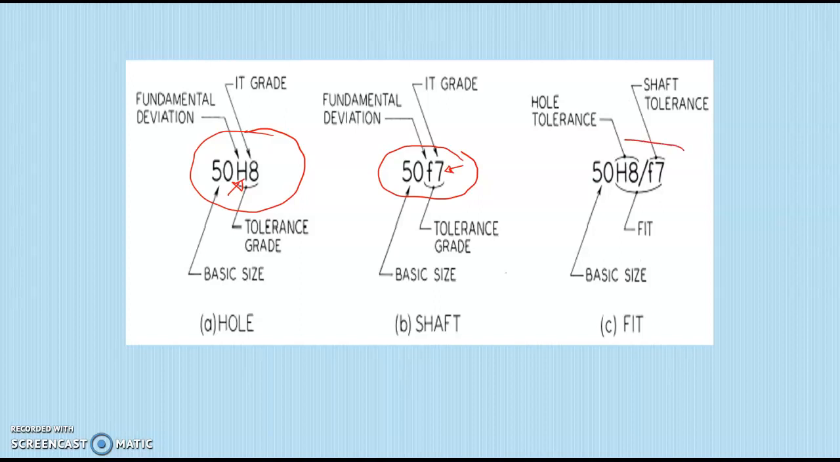And finally, this is the representation of a fit. Here we are using 50 H8/f7. Sometimes we use a bar and sometimes a hyphen. First we give the fundamental deviation and grade for the hole, and later for the shaft. So 50 is the basic size, H8/f7. This one is now the representation of a fit.